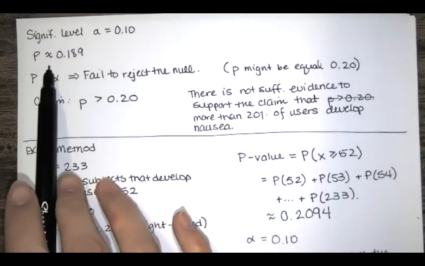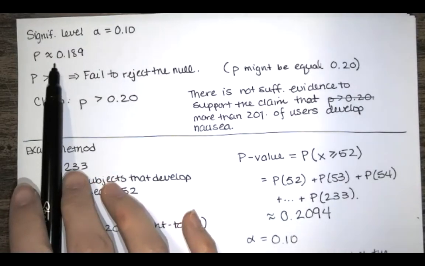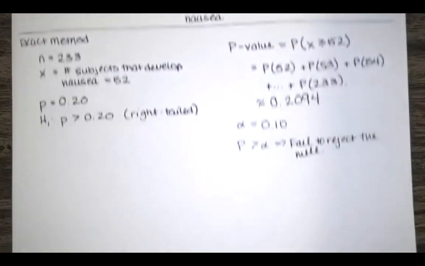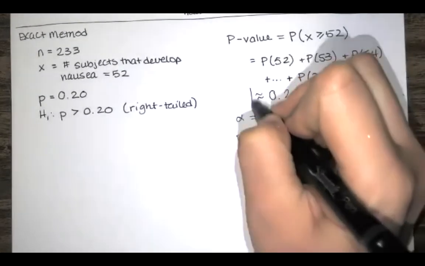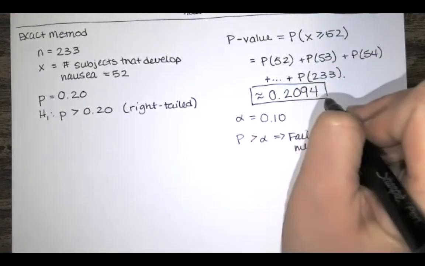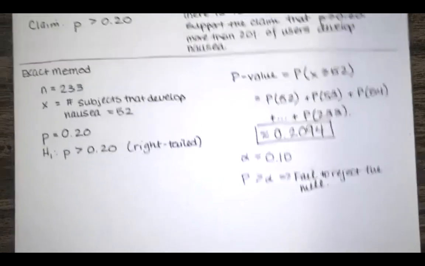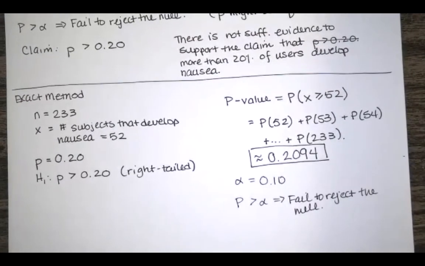Now notice that when we used the normal approximation to the distribution, the p-value was approximately 0.189. When we use the binomial distribution, the p-value was this. So we got slightly different probabilities, but in both cases, those probabilities caused us to fail to reject the null. So we came up with exactly the same conclusion either way. I just wanted you to see that. You can use the exact method if you want to, or if the conditions are satisfied for the normal approximation, you can just use the normal approximation.